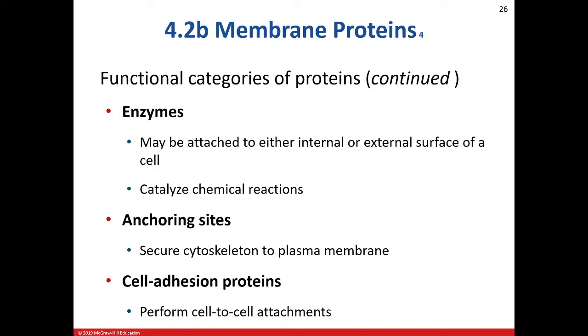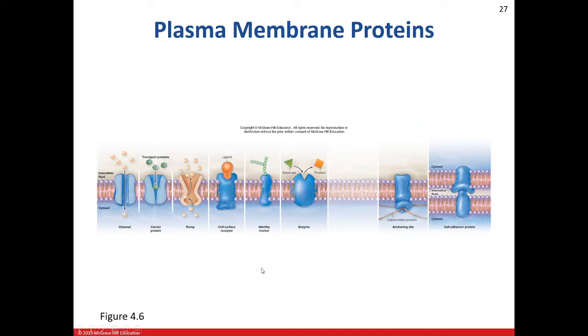We also have anchoring sites on the membrane proteins. They secure the cytoskeleton to the plasma membrane. And then we have cell adhesion proteins, which attach cells to other cells. All right, so you can see all of these types here.